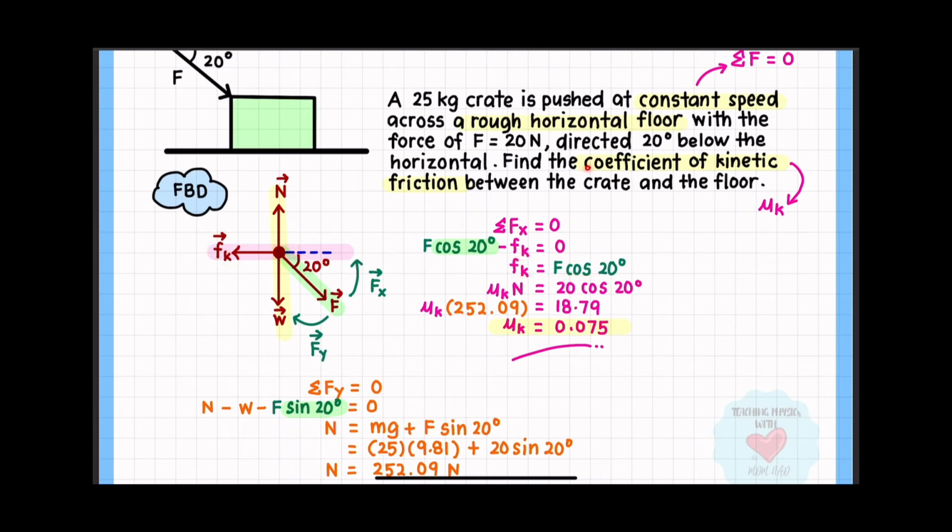Jadi nak cari apa? Coefficient of kinetic friction. Dia nak cari mu k. Same goes macam example tadi lah. Kembangkan friction punya equation adalah mu k N. Jadi awak tak ada nilai N kan? So awak kena guna N pada komponen y.